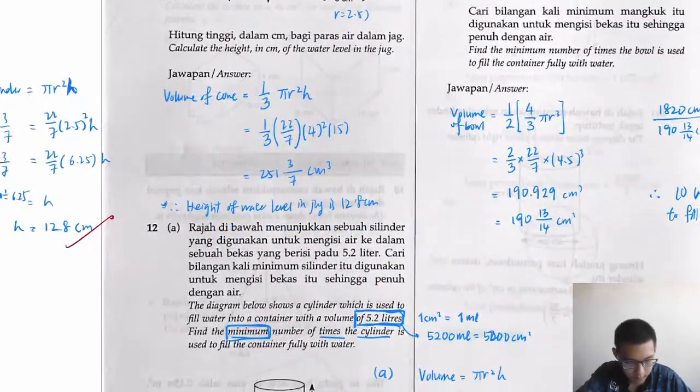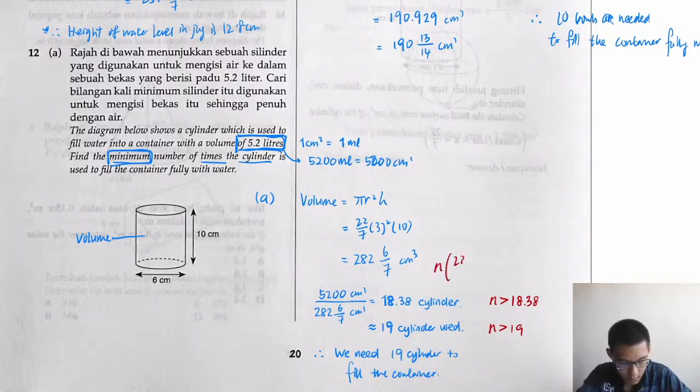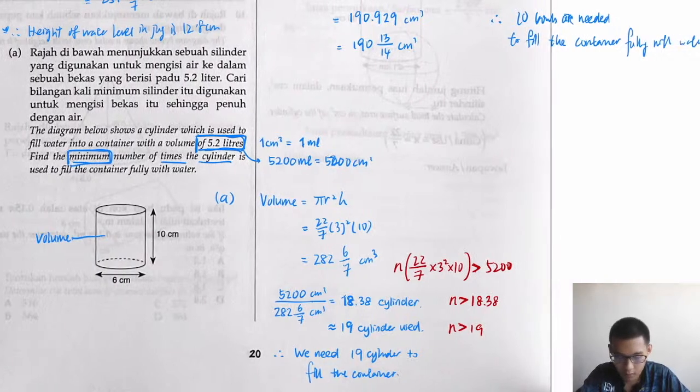And 12A, here they say N must be greater than 18.38, and then N must be 19. So they use this one. And how many of this times 3 square times 10 must be greater than the volume to fill the container fully with water. So we use this one. This one is better.